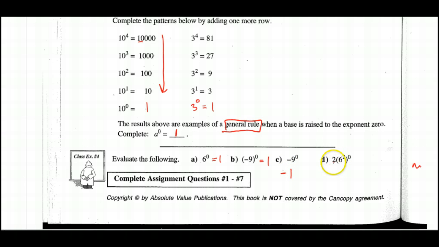Let's see what we have here. We have 2 times, and then in brackets we have 6 squared, close bracket, to the power of 0. So again, the 2 is not inside the bracket, so the 2 is on the outside, and all of this is getting raised to the exponent of 0. And again, anything to the power of 0 is 1. So it'd be 2 times 1. There we go. Okay.